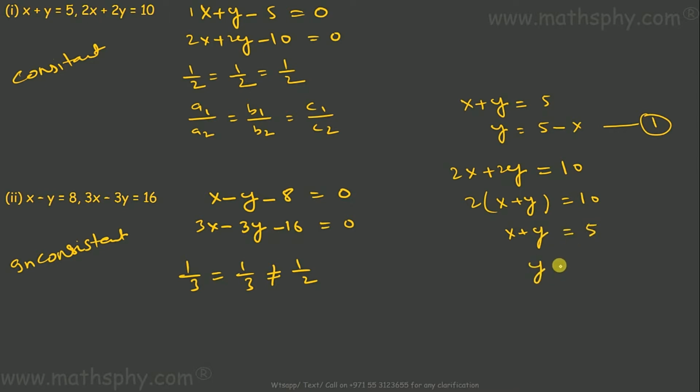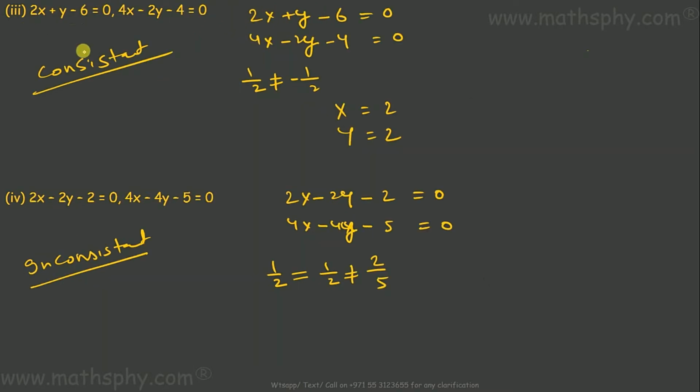So y would be 5 minus x. Second equation. Both the equations are same, so we know what the result is. This will give me coincident lines, means infinitely many solutions. X may take any value. Let's do the same thing with this equation also.